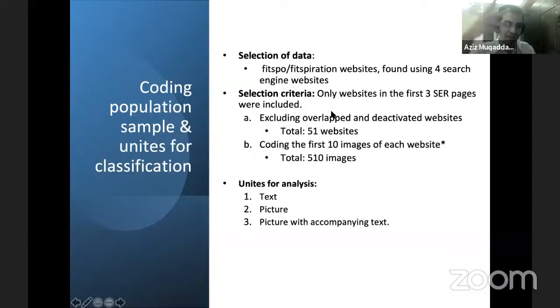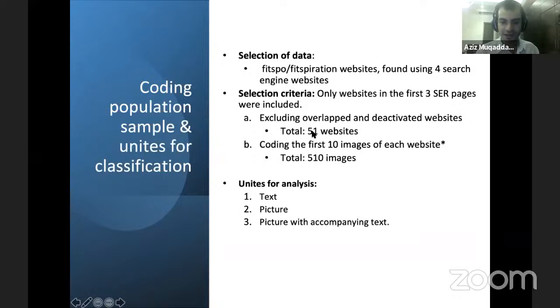So overlap, sometimes you get repetitive websites, like two web pages from the same website. So they excluded those, and they ended up with 51 websites. And then within that, here's the sampling part. Remember you said you sample from the population. So they sampled only the first 10 images that appear on each website.